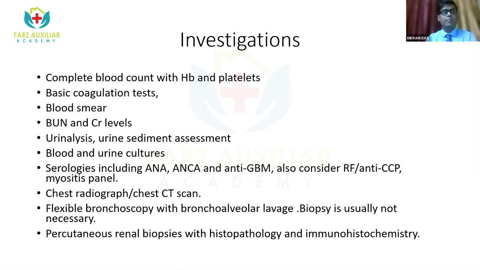A chest radiograph or a CT chest will reveal this diffuse alveolar hemorrhage. Sometimes flexible bronchoscopy and bronchoalveolar lavage are done, and the bloody fluid is drawn out. But usually a lung biopsy is not necessary to diagnose pulmonary renal syndrome. What we need is a percutaneous renal biopsy, because without histopathology we cannot tell that this is an RPGN.